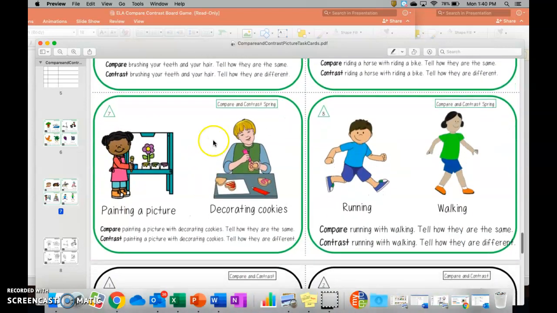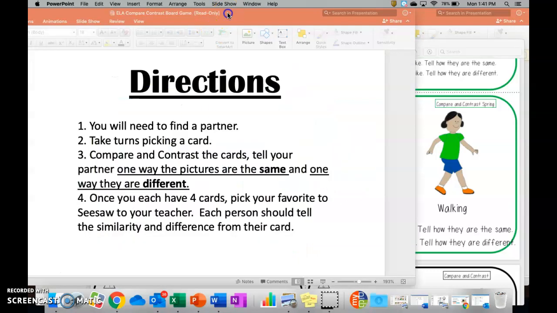Miss Farrell happened to have this card, so she sends her teacher a picture of this card, and she tells her, hi teacher, painting a picture and decorating cookies are the same because, and they're different because, okay? So then you both are going to do that on your own seesaws when you're done.